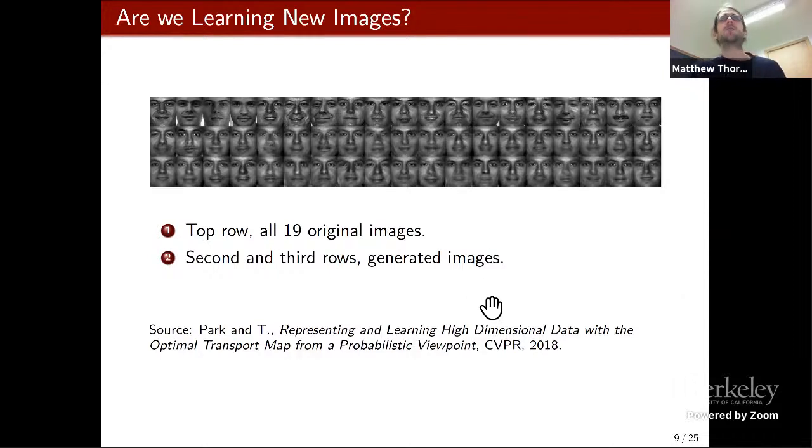I think one thing one can always ask in these data generating examples is, are you really learning new images, or are you just getting back what you put in? So we did this on a very, very small data set. We just took 19 images. The 19 images we took are on the top row, and then we generated new images. Given that we only had 19 images, I think we did a fairly reasonable job. You can see that none of these new images are exactly like one of the old images. I mean, it's not perfect. You can see sometimes the mouth gets a bit messed up, but it does a fairly nice job.